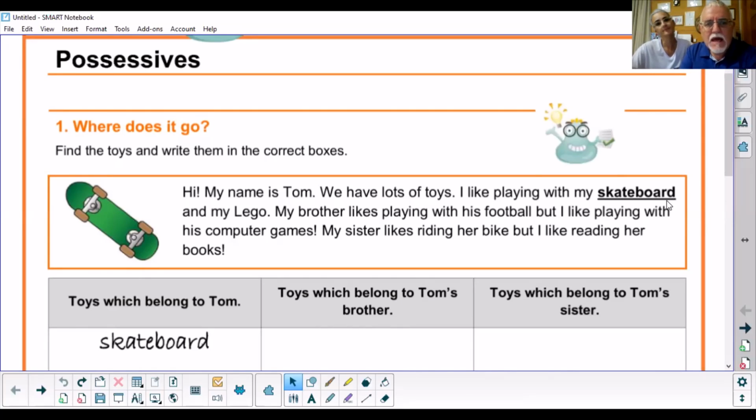Okay, so, hi, my name is Tom. We have lots of toys. I like playing with my skateboard and my Lego. My brother likes playing with his football, but I like playing with his computer games. My sister likes riding her bike, but I like reading her books.